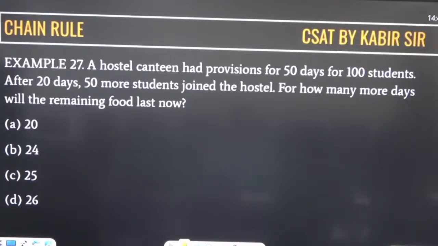एक हॉस्टल में कैंटीन है, में डेली अगर 100 स्टूडेंट खाना खा रहे हैं तो 50 दिन तक दैट फूड कैन. बट 20 दिन के बाद क्या हो रहा है? 50 और स्टूडेंट आ गए. क्वेश्चन पूछ रहा है कि अभी कितने दिन तक फूड चलेगा. ऑल दीज आर वेरी प्रैक्टिकल क्वेश्चंस. राइट. के पास कैंटीन है, सो दे एस्टिमेट दैट मैनर.